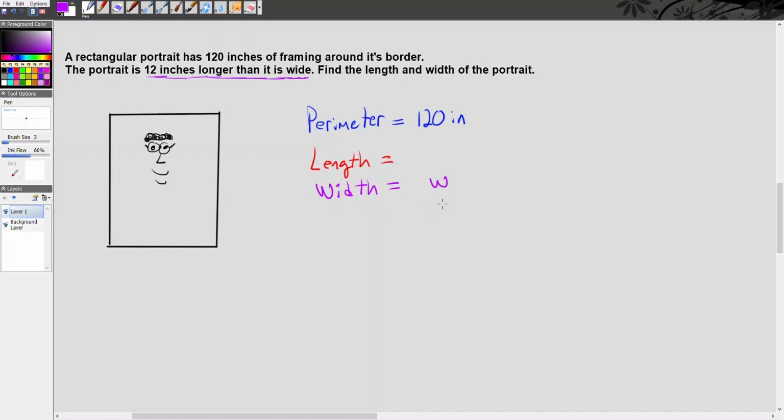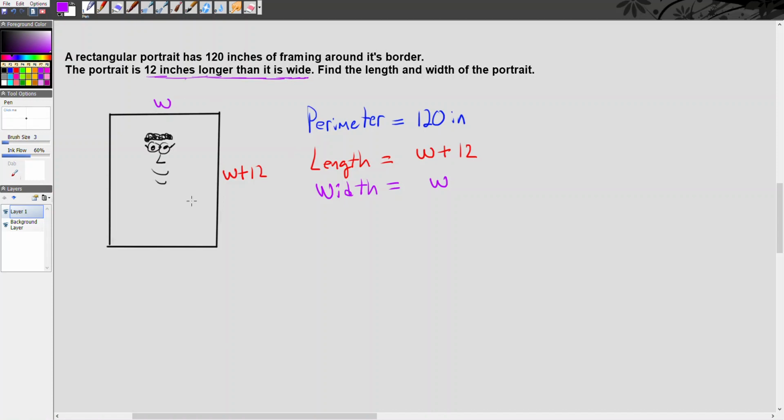So now that we know the width is W, what's the length? Well, 12 inches longer. What's 12 inches longer? Isn't that adding 12? So then the length is 12 inches longer than the width. So that means the length is W plus 12. So let's go ahead and label that. So here's my length, right? My length is W plus 12. And my width is just going to be W.